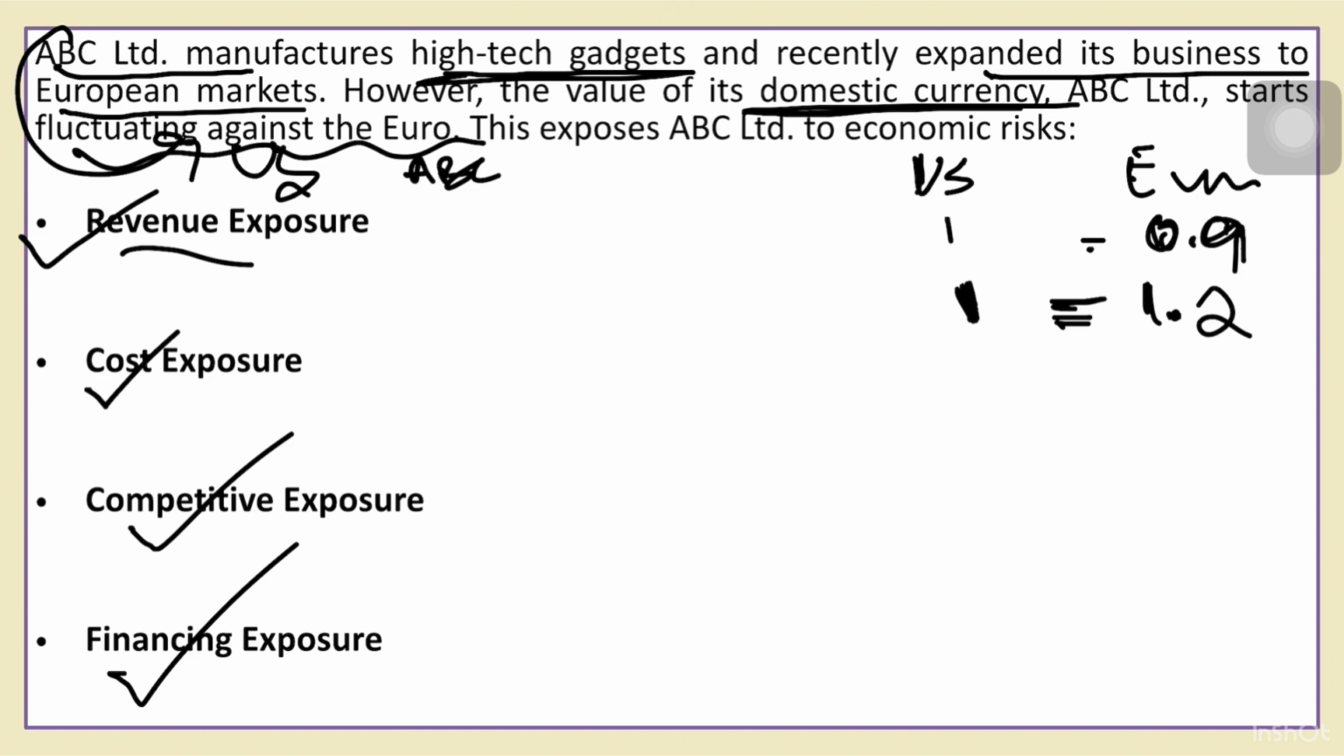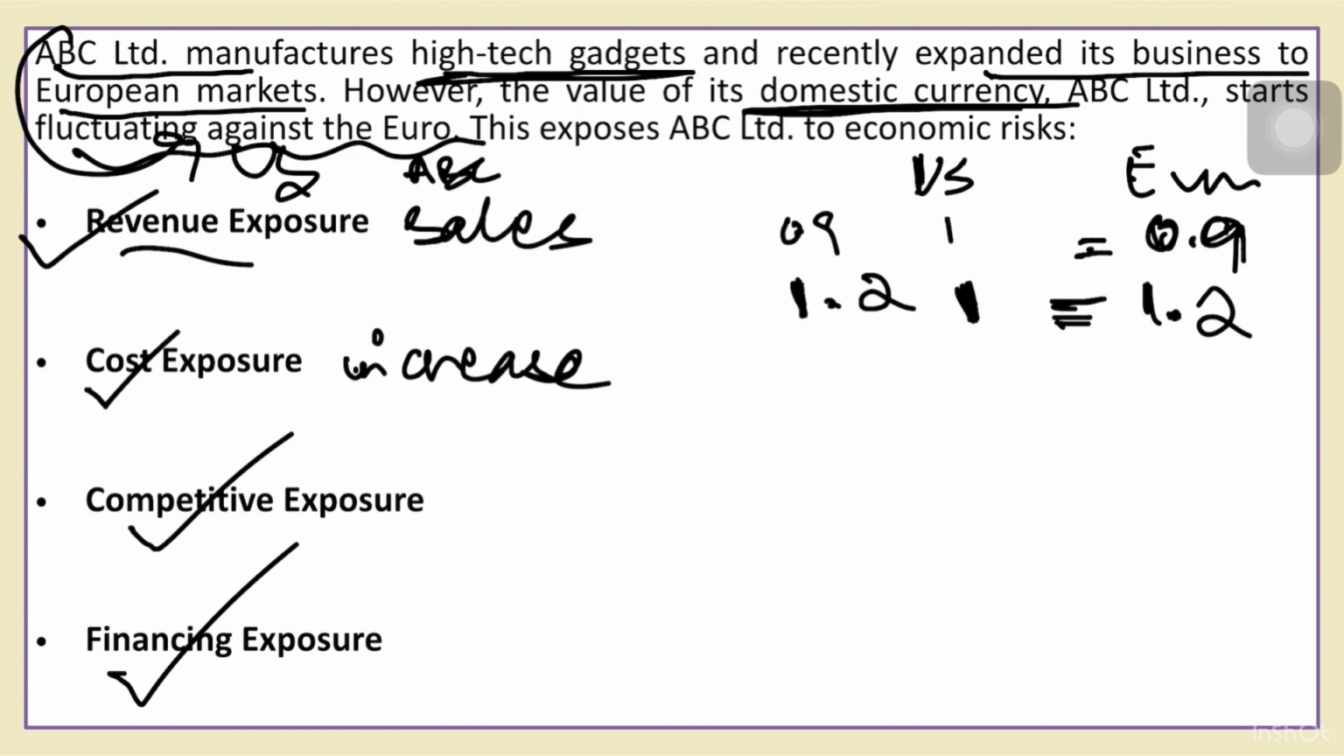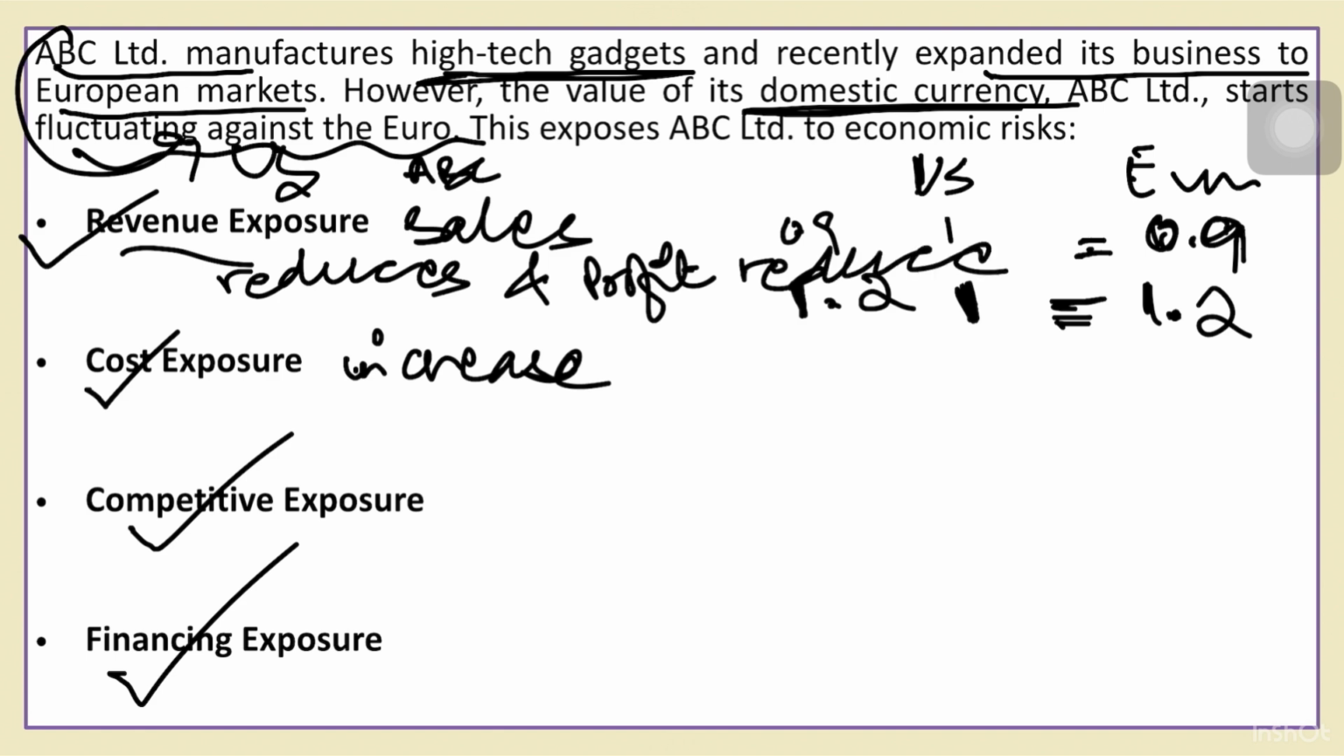Cost of production is going to increase, because earlier I was producing at 0.9 euro and now I have to produce the same output at 1.2 euros. So my cost is going to increase. When the cost of production increases, my sales are going to reduce. This is simple economics, and profits are going to reduce. I hope this is clear.